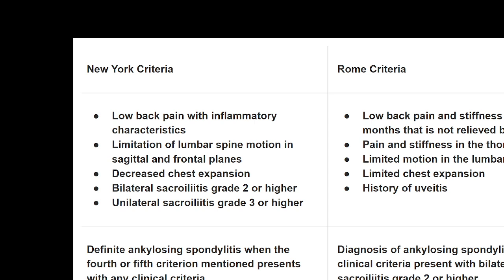Whereas in the Rome criteria, it is almost a similar issue, but there is some more definition: low back pain and stiffness for more than 3 months that's not relieved by rest. Then pain and stiffness in the thoracic region, limited motion in the lumbar spine, limited chest expansion, and history of uveitis, and diagnosis of ankylosing spondylitis when any clinical criteria is present with bilateral sacroiliitis grade 2 or higher. This is, of course, not much of a significant issue.